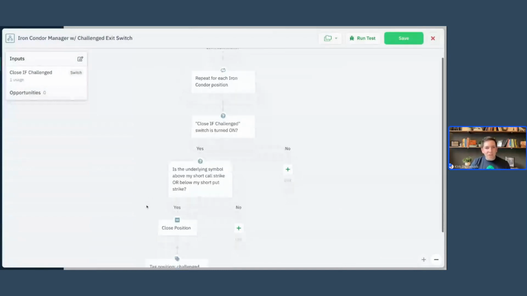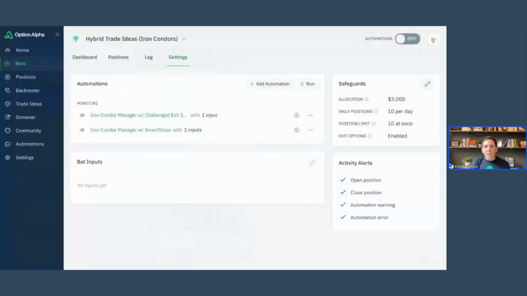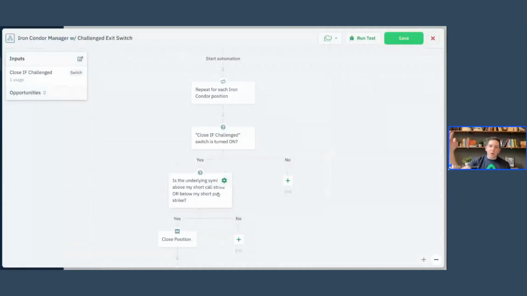And if the position is challenged, you could close it. Challenged in this case means, is the underlying symbol above my short call strike or below my short put strike? Like if that was a criteria for you to want to close a position, some people don't ever want to trade iron condors when the position gets challenged. Now you can do that.